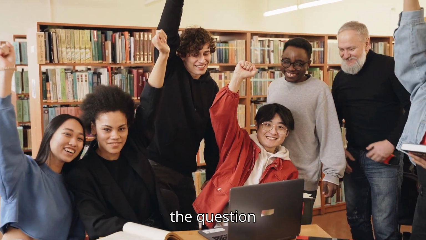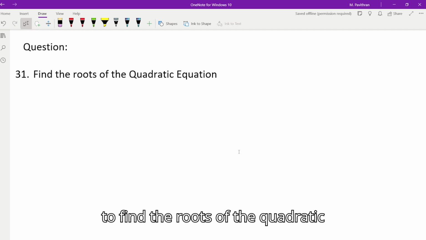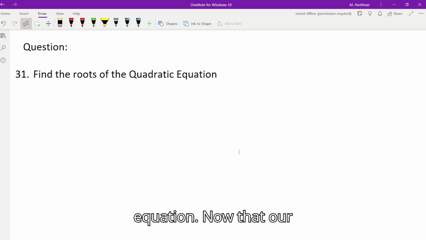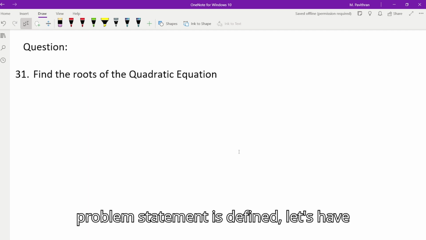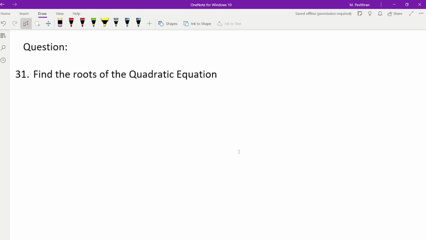Today we are challenged with the question to find the roots of the quadratic equation. Now that our problem statement is defined, let's have a hands-on experience.